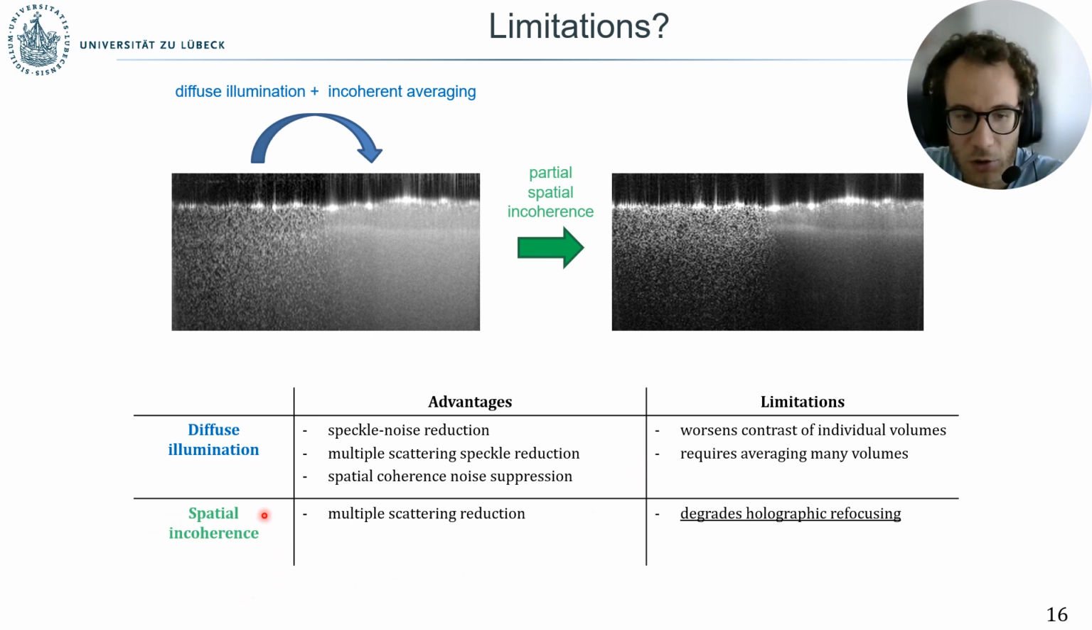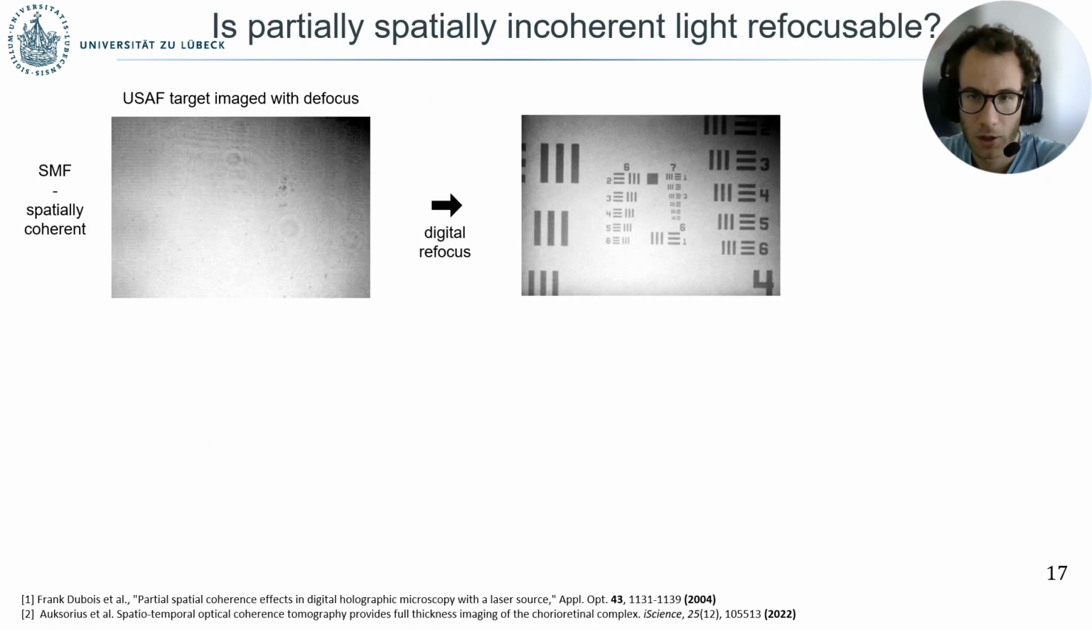For spatial incoherence caused by the multimode fiber, we prevent multiply scattered light from interfering, which is a very nice feature because within one volume it's already very efficient. But the limitation is that it degrades holographic refocusing. So the question is, to which extent can partially spatially incoherent light be refocused?